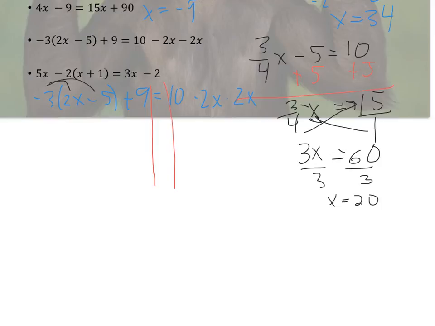Distribute with a little hula. Negative 3 times negative 2x is negative 6x. Negative 3 times negative 5 makes that positive 15. And I'm going to bring down the plus 9. Then on this side I'm going to combine a little bit of like terms because I can.